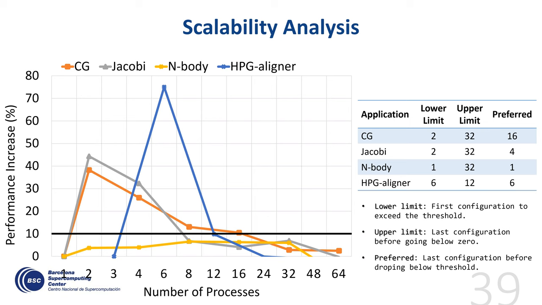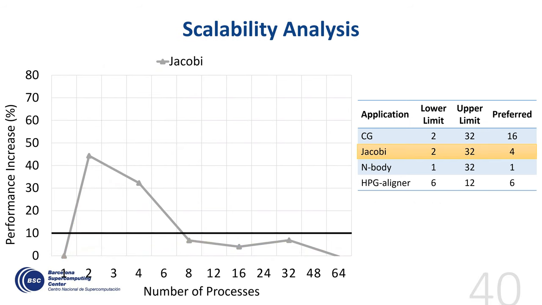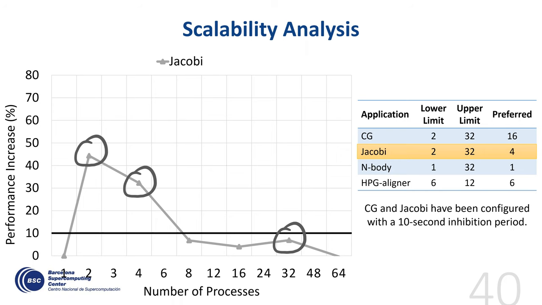So in this area, for instance, for the Jacobi application, we have here, this is the lower limit. We have there in 32, the upper limit, that is the maximum performance before having negative performance, and the sweet spot, that is 4, just before the threshold. Apart from that, the conjugate gradient and Jacobi have been configured with a 10-second inhibition period because the iterations were so quick.